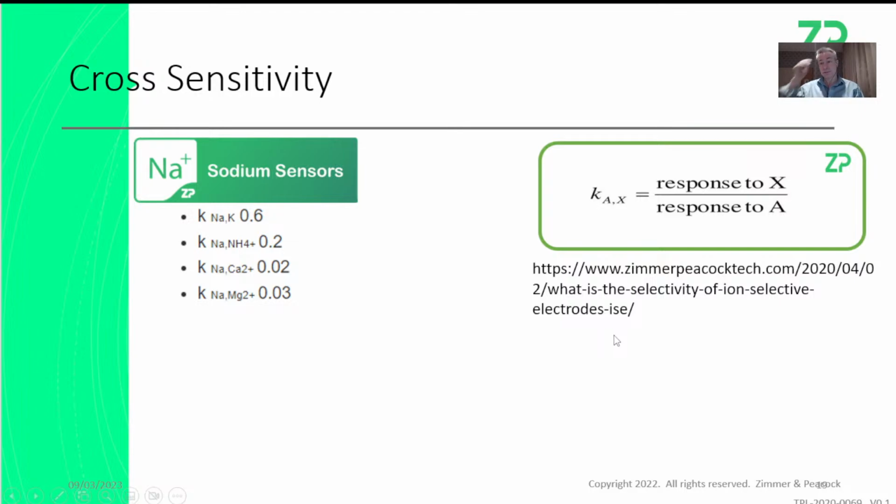But whether that matters or not depends, how do I put this, on the application. And then you look at ammonium. The sodium sensor shows about 20% sensitivity towards ammonium, and for calcium and magnesium it's barely 2% or 3%. This is because these are dications, and they have a much different charge density.